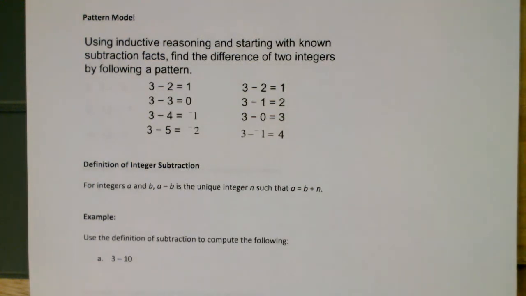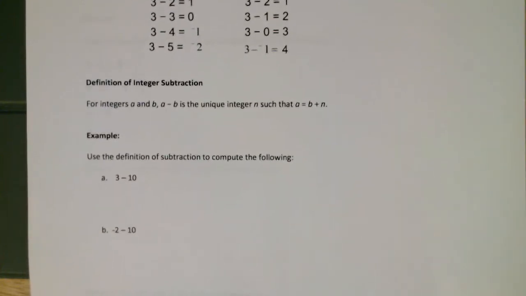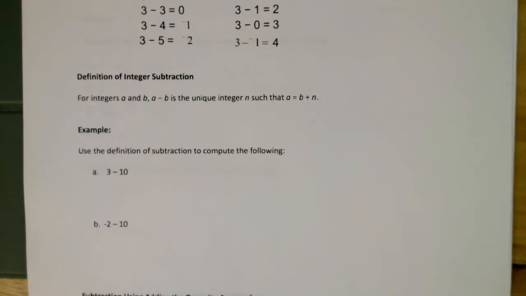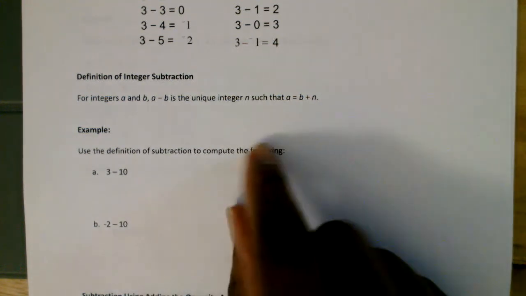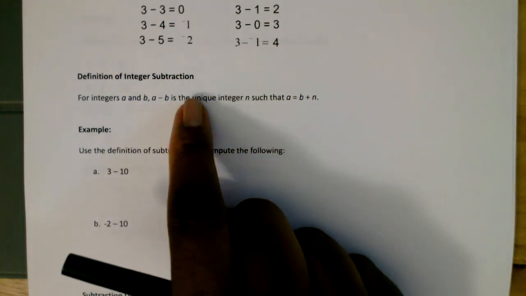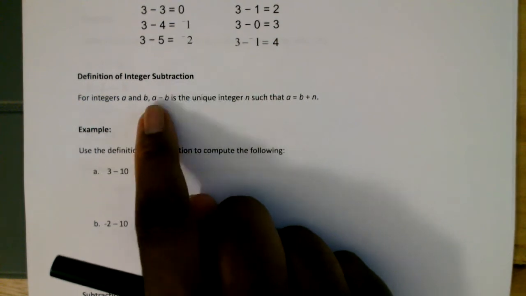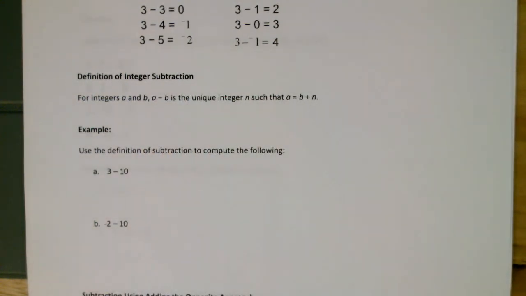Okay. Next is the definition of integer subtraction. For integers a and b, a minus b is a unique integer n such that a is equal to b plus n. So that means we need to find a number where that number plus the b would give us the a right back. Here's a couple of examples of this.